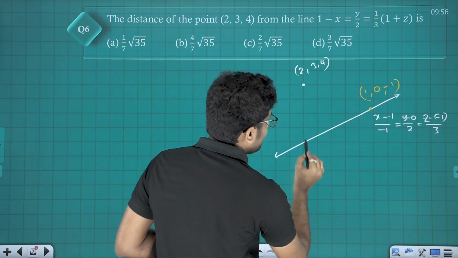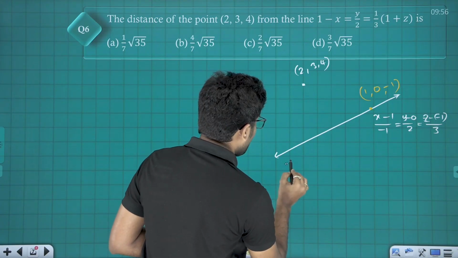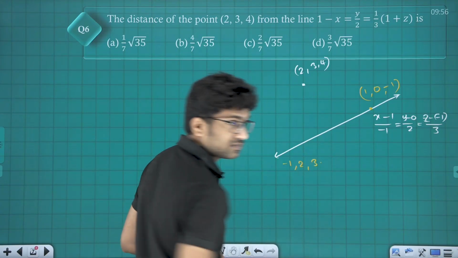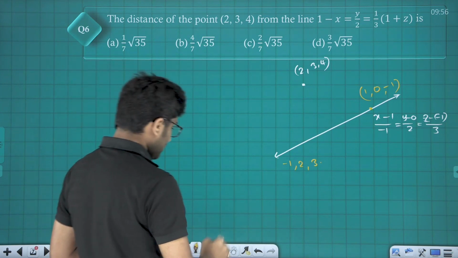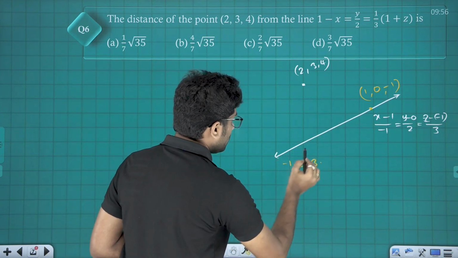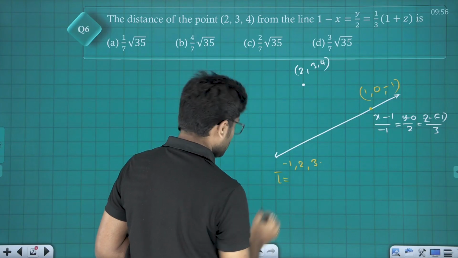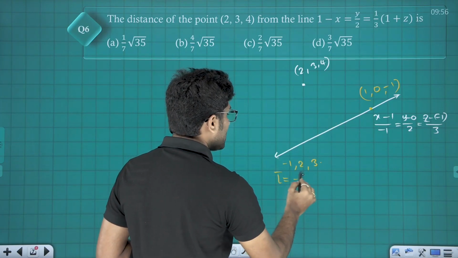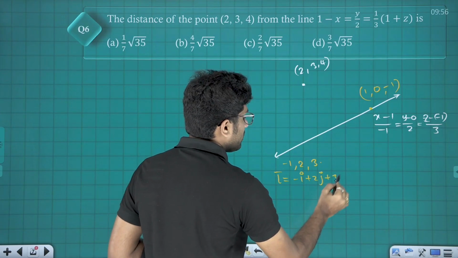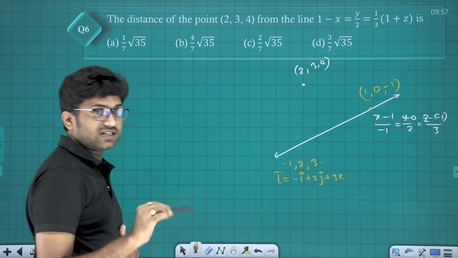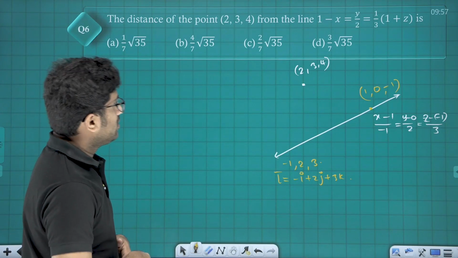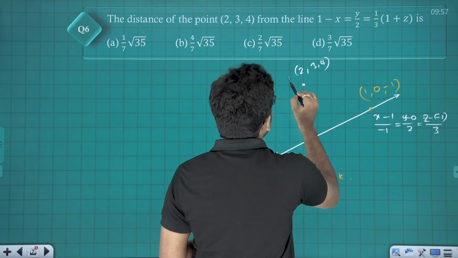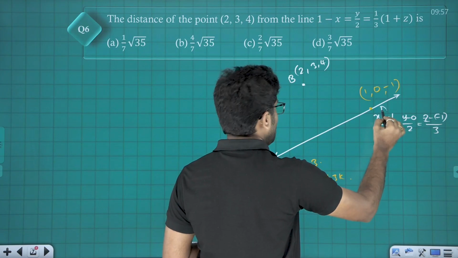And this line has direction ratios minus 1, 2, 3. Let's say this line L bar is equal to a parallel vector d, let it be minus i plus 2j plus 3k. So this is our support vector. Let's express it in vector form, friends, because anyhow we did one question in vector form. It will be easy. Now let us take this as BA.